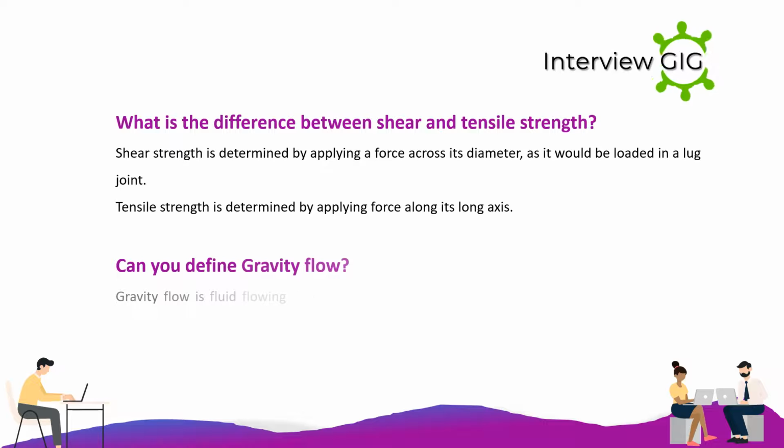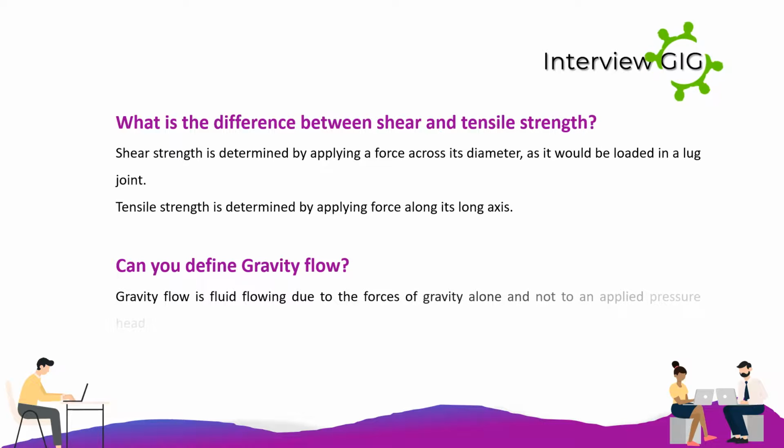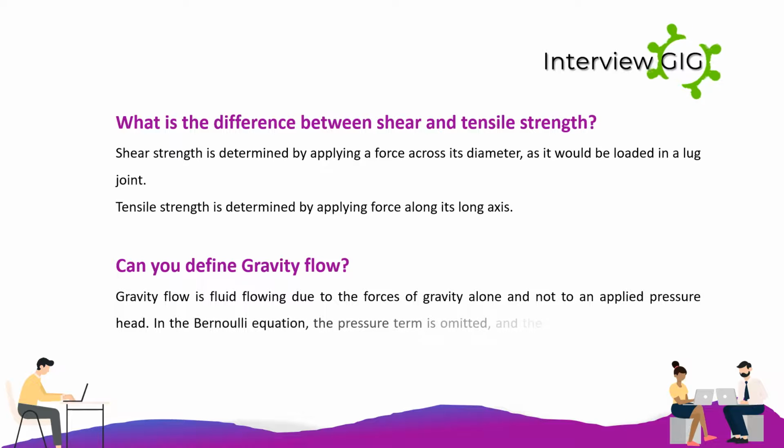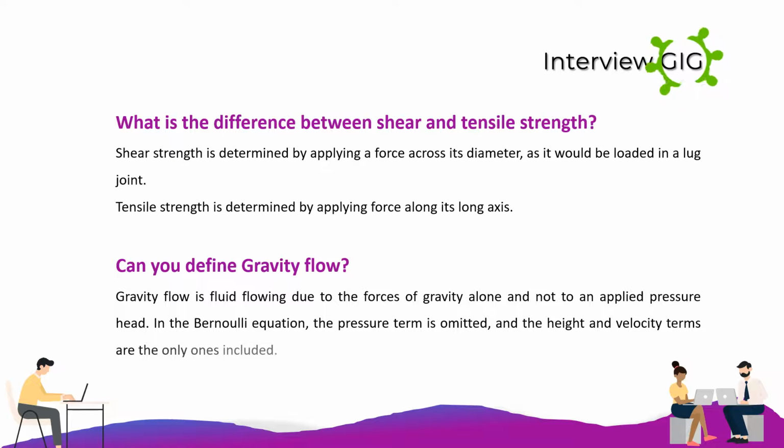Can you define gravity flow? Gravity flow is fluid flowing due to the forces of gravity alone and not to an applied pressure head. In the Bernoulli equation, the pressure term is omitted, and the height and velocity terms are the only ones included.